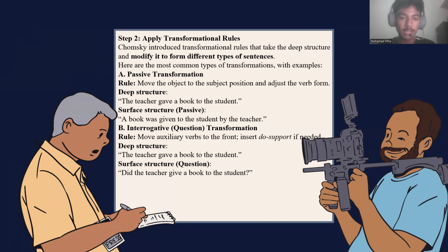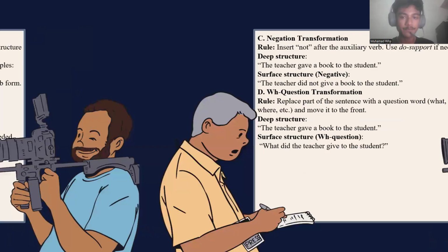The next one, the interrogative or question transformation: move the auxiliary verb to the front and insert do-support if needed. The deep structure, the teacher gave a book to the student, becomes, as a surface structure question, did the teacher give a book to the student?